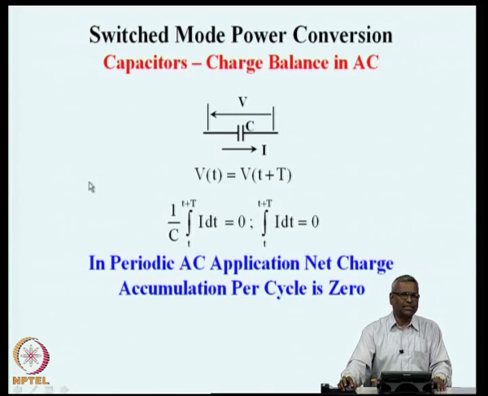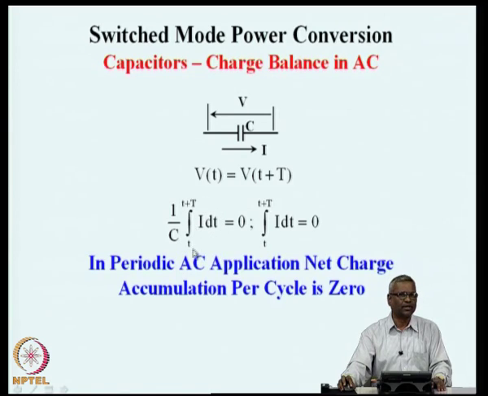When we use capacitors in an AC circuit or a periodic circuit, what we notice is that the voltage across the capacitor will be a periodic function. V of t is V of t plus capital T, where capital T is the period of the circuit. And if this is true, then over one cycle, from t to t plus T, whatever charge is accumulated by the capacitor has to be 0, because at the end of the cycle the voltage remains the same as it was before.